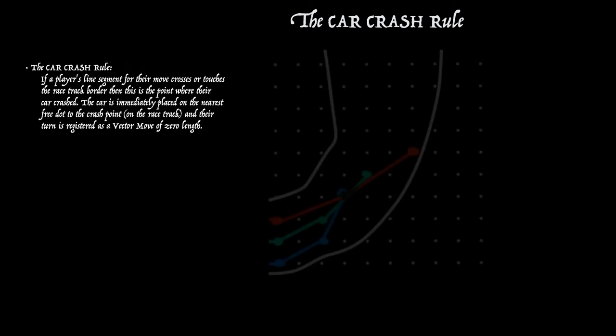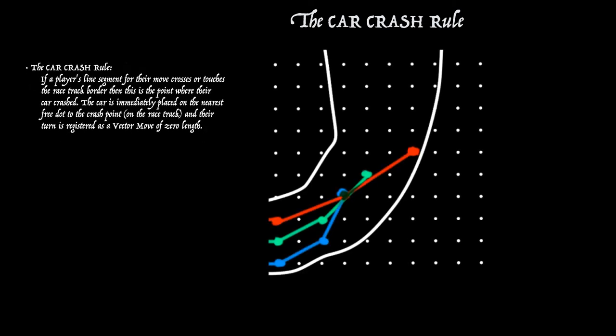So here is the crash rule. Let's read through it. If a player's line segment for their move crosses or touches the racetrack border, then this is the point where their car crashed, and the car is immediately placed on the nearest free dot to the crash point, that's a dot on the racetrack, and their turn is registered as a vector move of zero length.